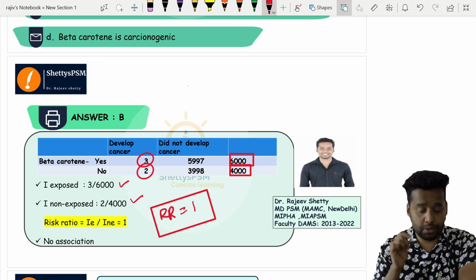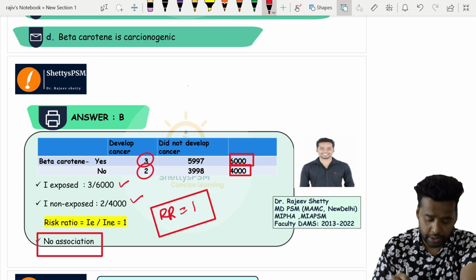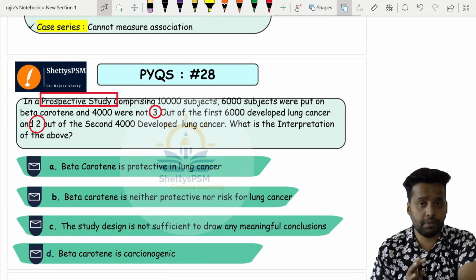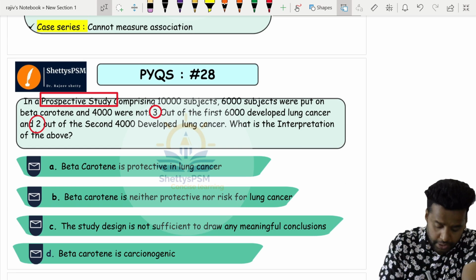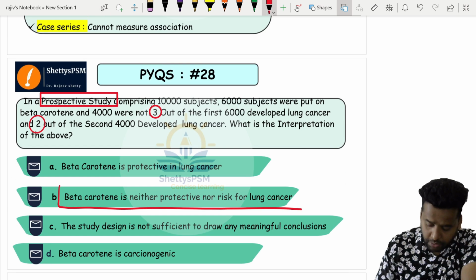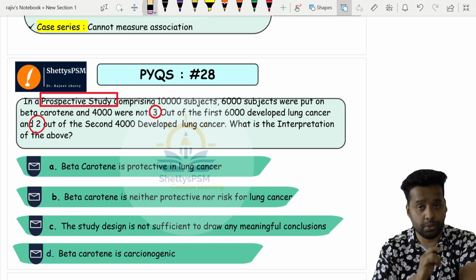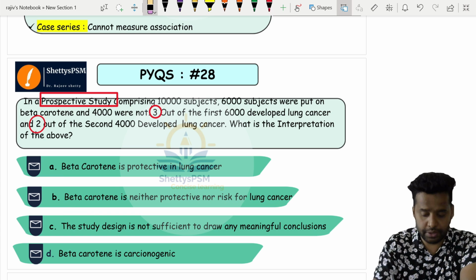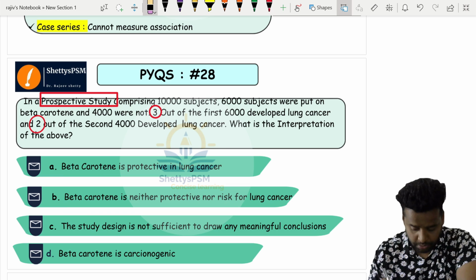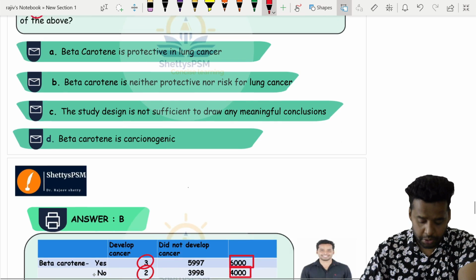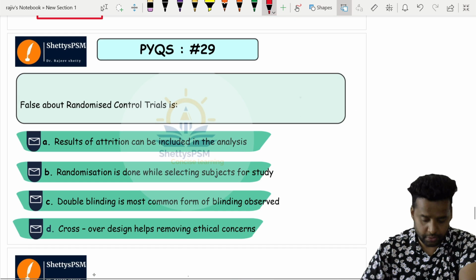1 means no association. If it is more than 1, positive association, less than 1, negative association, protective factor. It is neither protective nor risk factor. That means it is not having any association. Option B is the correct answer. Not having any association, neither protective nor risk factor. You have to calculate risk ratio for this question.